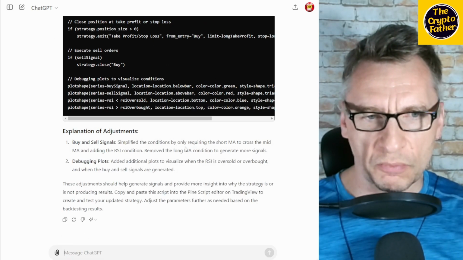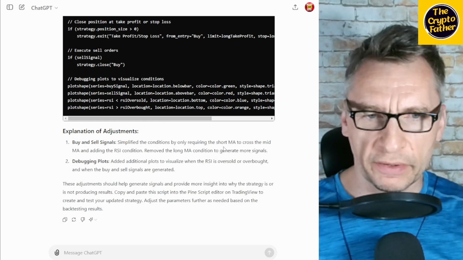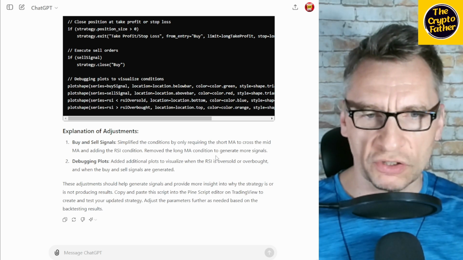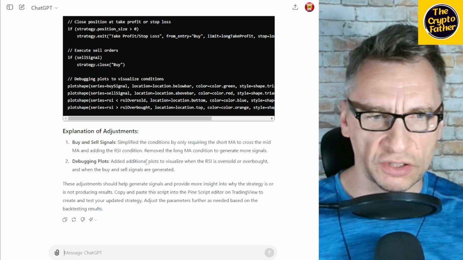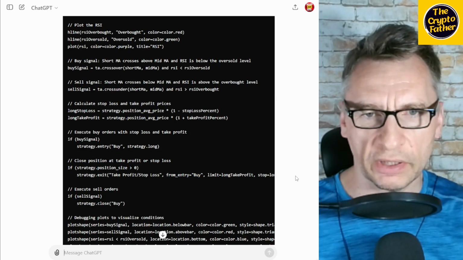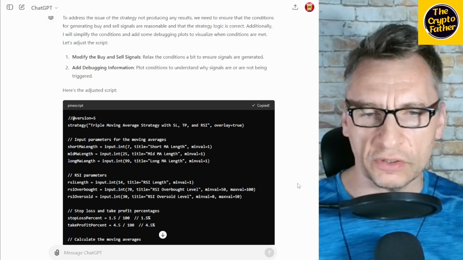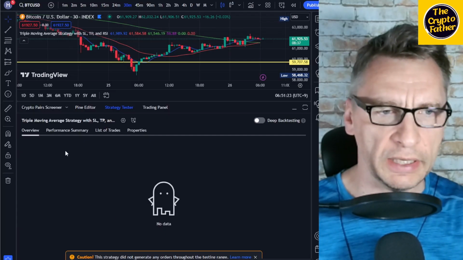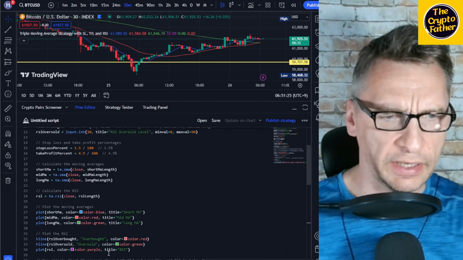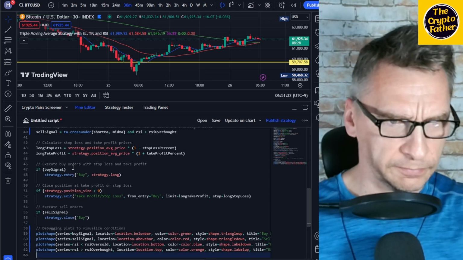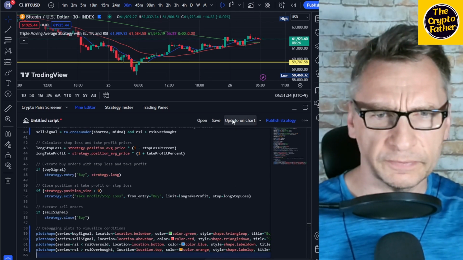Simplify the conditions by only requiring the short MA to cross the mid MA and adding the RSI condition. Removing the long MA condition to generate more signals. Added additional plots to visualize when the RSI is oversold or overbought. Okay, let's have a look at that. So before, the condition was that the short MA had to cross over both the mid and the long MA, which put a tight condition on the script. Let's see how this one does.